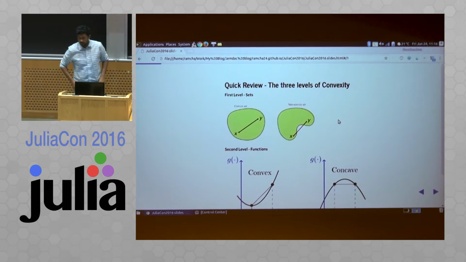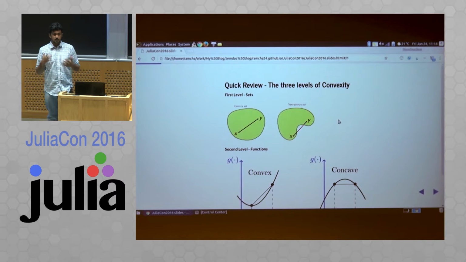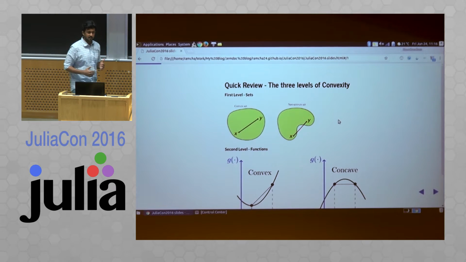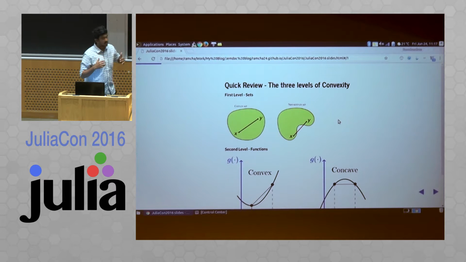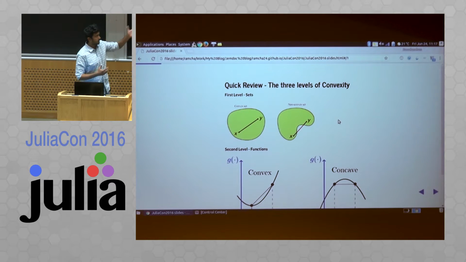We're going to be dealing with convex optimization, and convexity really has three levels of understanding. The first level is sets. You can see a diagram there. If the line segment between two points in the set is within the set, then the set is convex, and that's as simple as it comes. The second level is the function, and an upward looking curve is a convex function. These are not technical descriptions, but they paint a good picture.